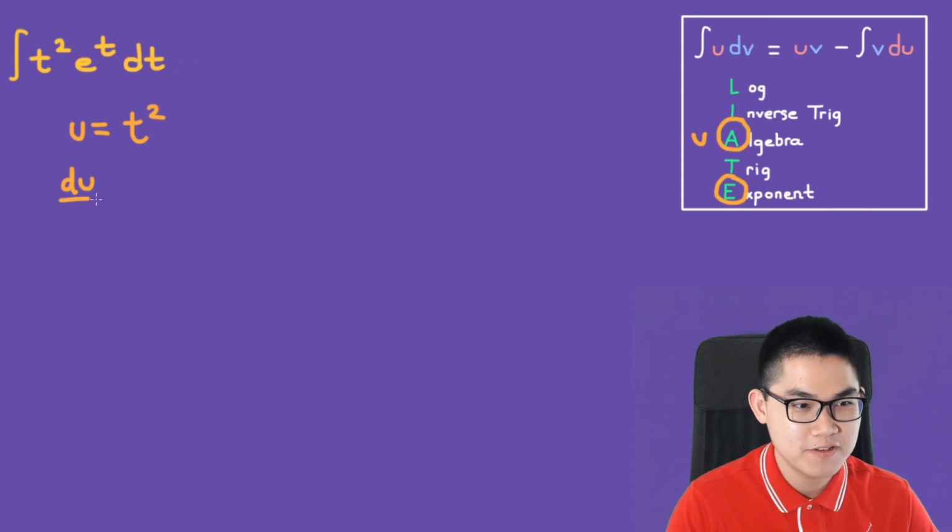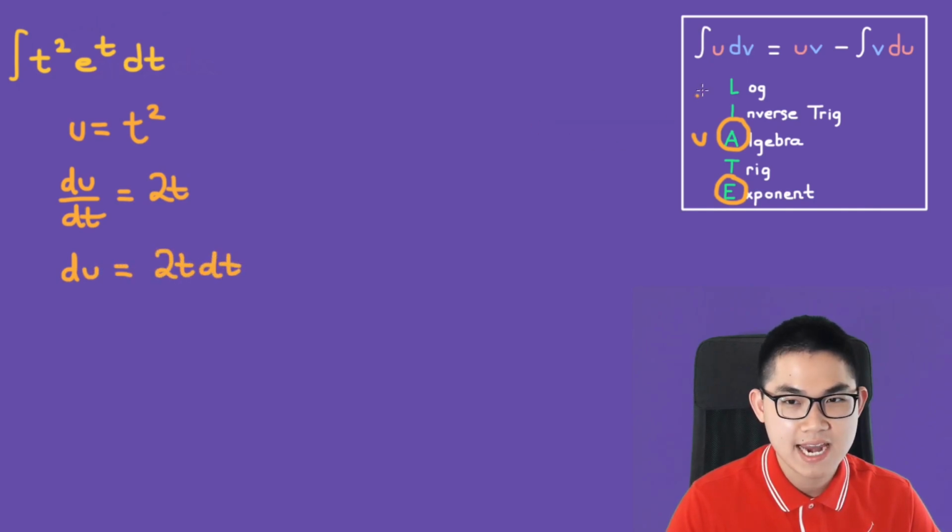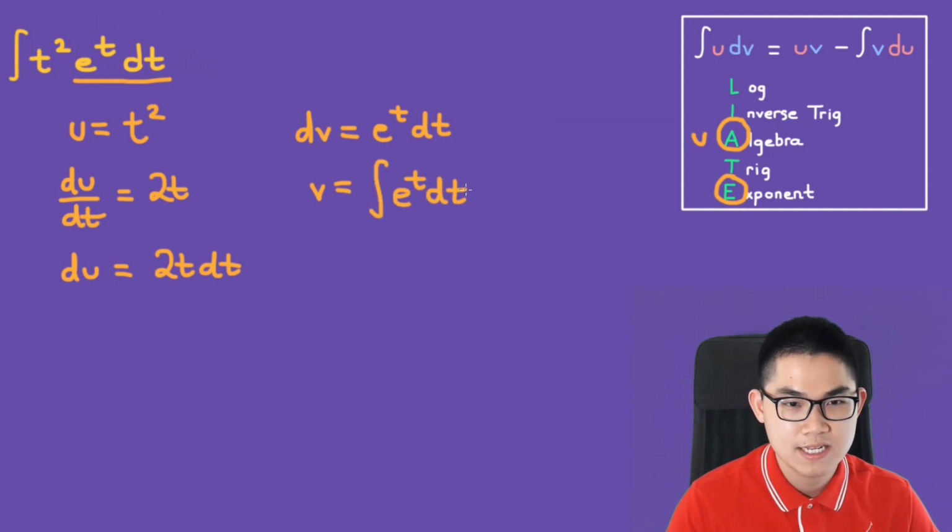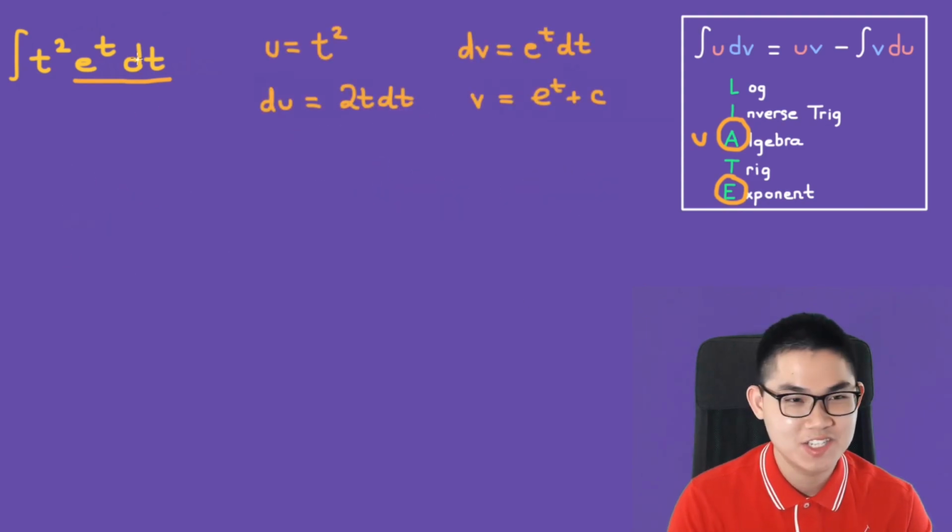We do the derivative. So du over dt is equal to 2 times t. So du will be equal to 2t times dt. And how about the dv? So we chose this to be u. And the rest, so dv will be equal to e to the power of t dt. And in order to find the v, you have to integrate. So we have the integral of e to the power of t dt, which is e to the power of t plus c. So our integral will be equal to u times v.